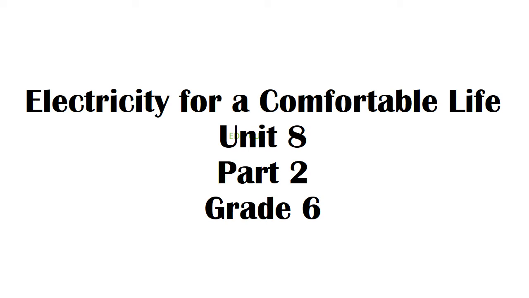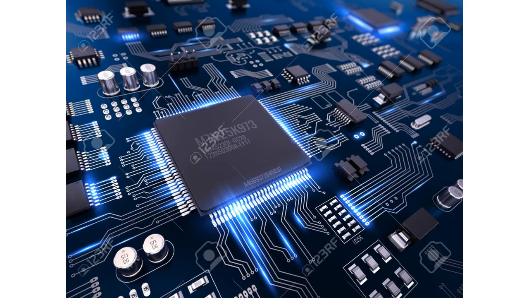This is the second part of Unit 8, Electricity for a Comfortable Life. So today the first subtopic is electronic appliances. Have you ever seen the interior of a computer, a radio or a DVD player? Here this figure shows you an internal view of such an appliance. These are called electronic circuits. Can you identify the things inside it?